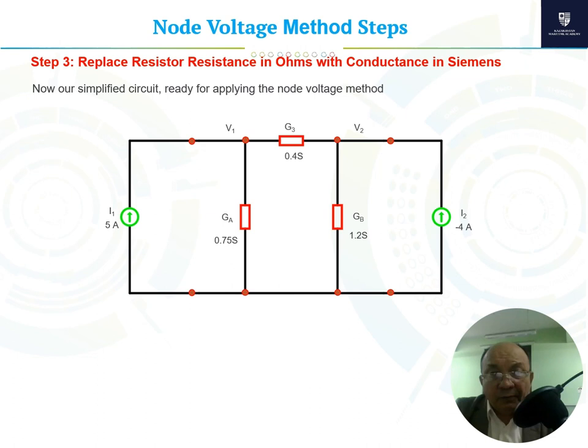Now we have only three conductances with known values. So this is step 3: we replaced resistance in ohms with conductance in Siemens. And before, in step 2, we replaced our voltage source with a current source. Now step 4.